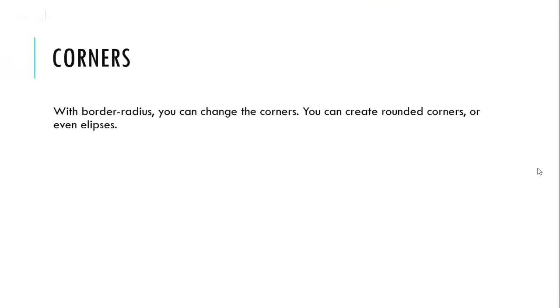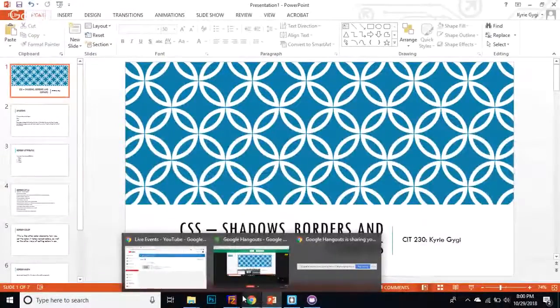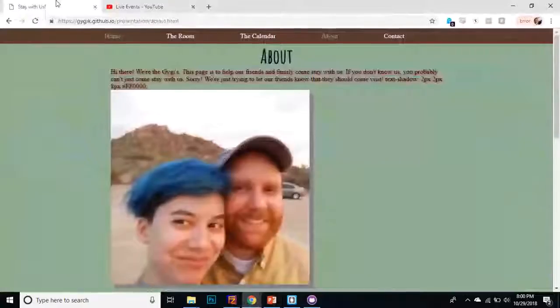Corners. With border radius, you can change the corners. You can create rounded corners or even ellipses. All right, so let's go look at some examples. I've got a website I'm working on kind of for fun that I put some examples up.